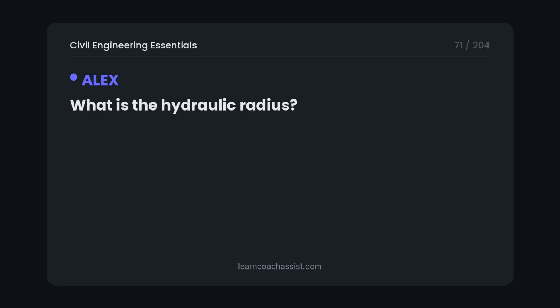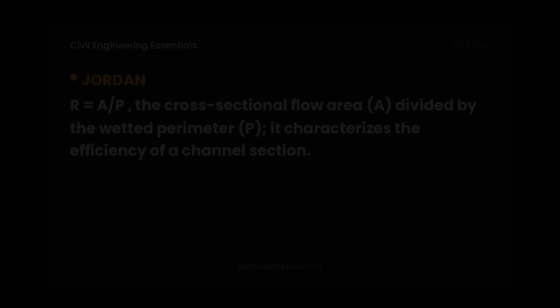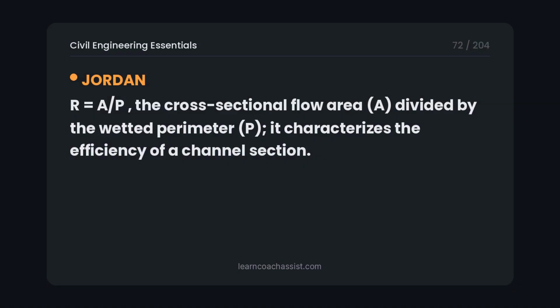What is the hydraulic radius? R equals A/P, the cross-sectional flow area, A, divided by the wetted perimeter, P. It characterizes the efficiency of a channel section.